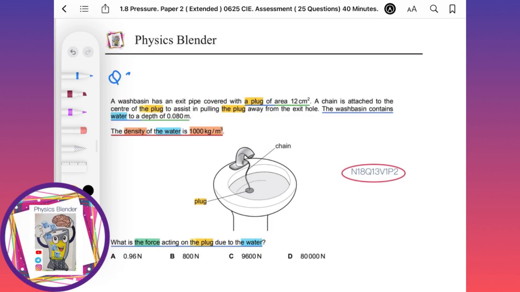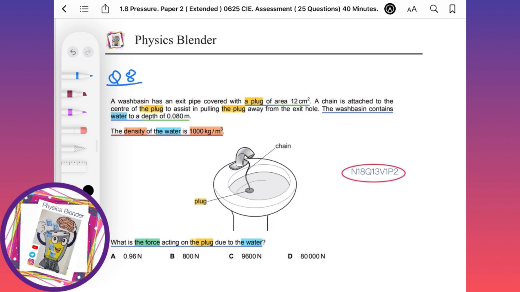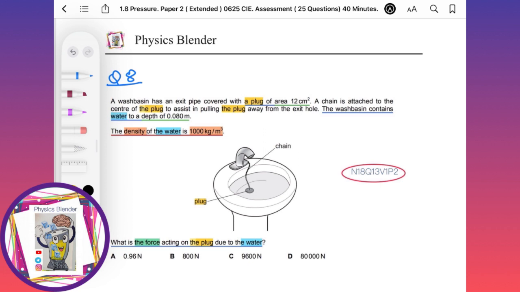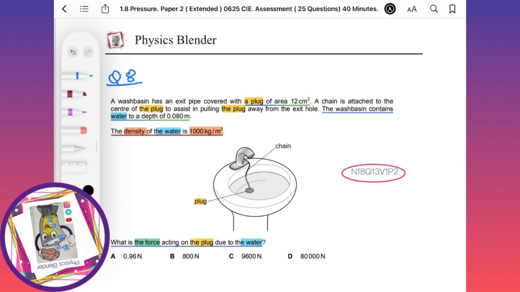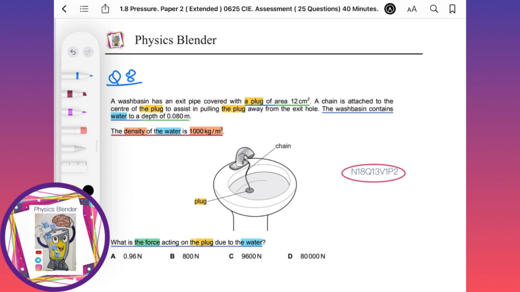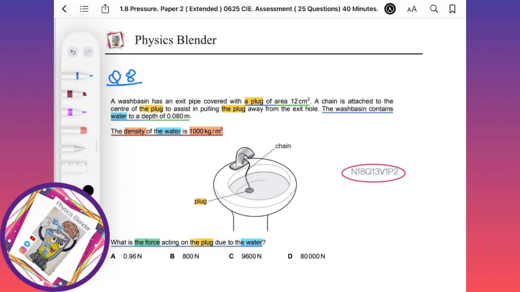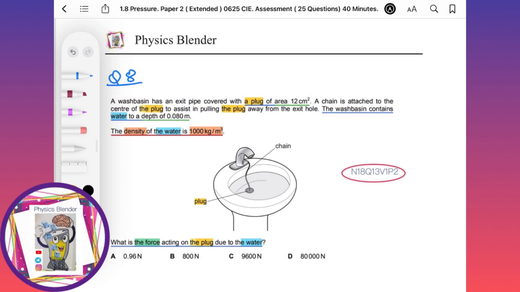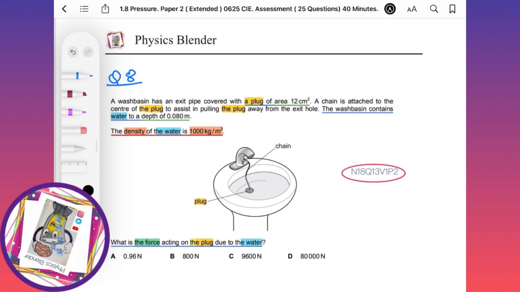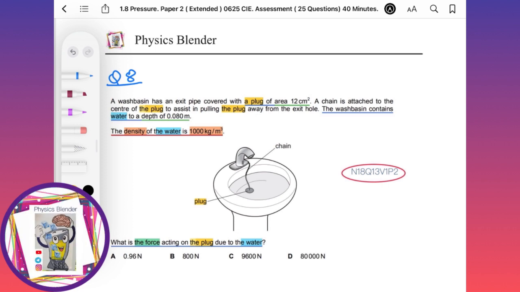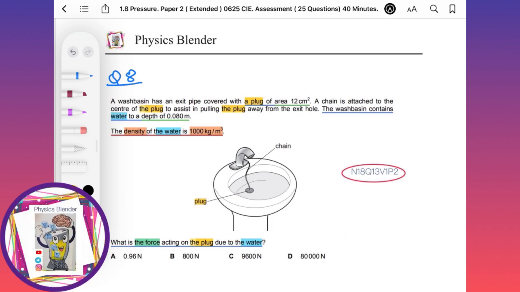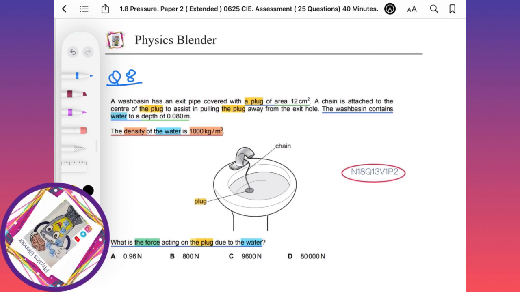Question 8. We have a wash basin that has an exit pipe and it's covered with a plug of area 12 square centimeter. A chain is attached to the center of the plug. The wash basin contains water to a given depth, and the density is given. What is the force acting on the plug due to water? First, we have two steps here. You have to calculate the pressure due to the water column.